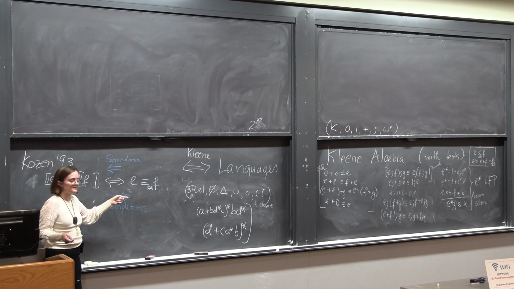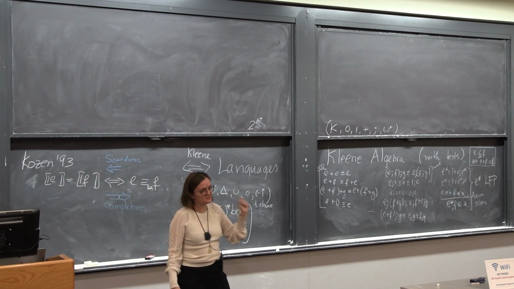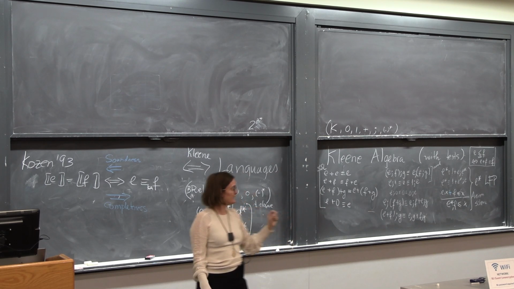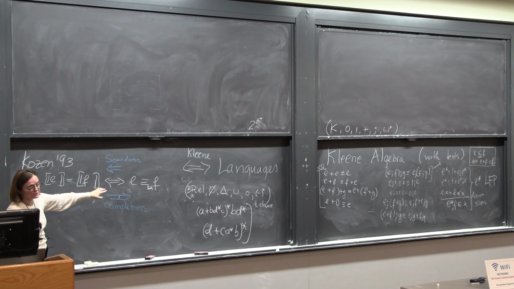Completeness tells me that not only are regular languages a model, but they are the model. In fact, they are the free model for that algebraic structure, meaning that it's sort of the minimum structure that I can have to describe a Kleene algebra. Okay.